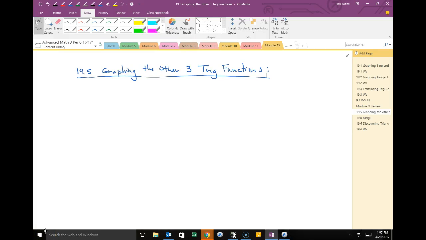Okay, so 19.5 is actually not a section in the textbook. So we've basically covered everything that you need to know that exists in our textbook at this point. So from now on, it is all supplementary stuff that I'm including that you'll need to know for the next level.